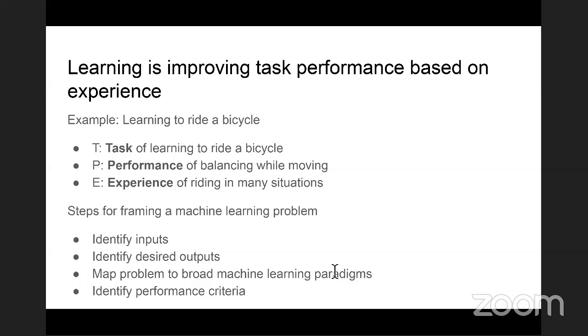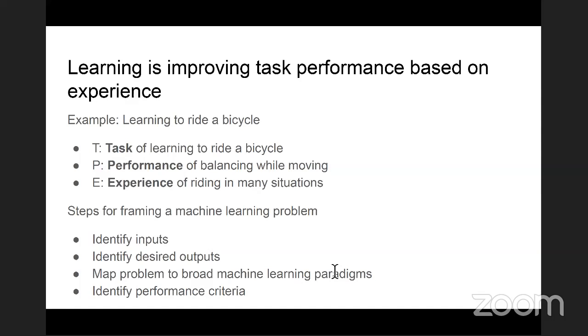And your task is basically learning to ride the bicycle, and the experience is trying to do it in many situations and trying to experiment with the handlebar and the pedals. That's the experience that you want to use. So you need many examples, many hours of riding to get good at riding a bicycle. So it's a learning process that's happening in our brain.